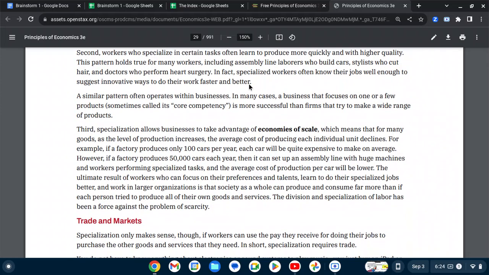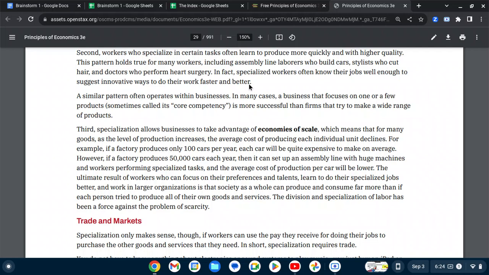Second, workers who specialize in certain tasks often learn to produce more quickly and with higher quality. This pattern holds true for many workers, including assembly line laborers who build cars, stylists who cut hair, and doctors who perform heart surgery. In fact, specialized workers often know their jobs well enough to suggest innovative ways to do their work faster and better. A similar pattern often operates within businesses. In many cases, a business that focuses on one or a few products is more successful than firms that try to make a wide range of products.